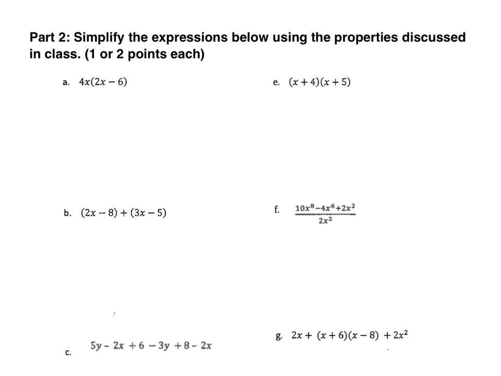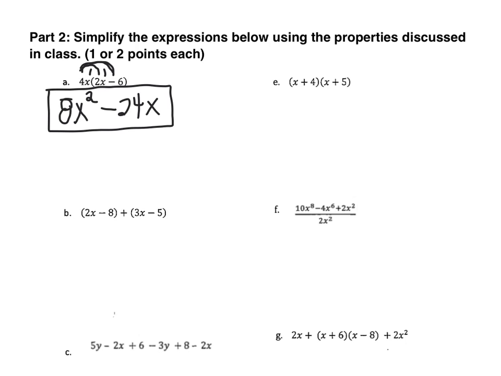Now in part 2 you had to simplify using all the properties that we've discussed and learned about in Unit 1. This first one is just multiplication. You have to distribute the 4x through the parentheses. 4x times 2x is the same as 4x to the first times 2x to the first. You have to add those exponents. 4 times 2 is 8. X to the first times x to the first is x squared. And then 4x times negative 6 is negative 24x. You can't combine those terms because they're not like terms.